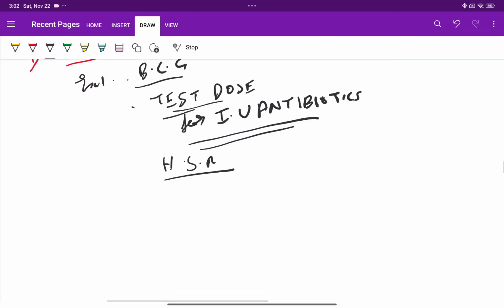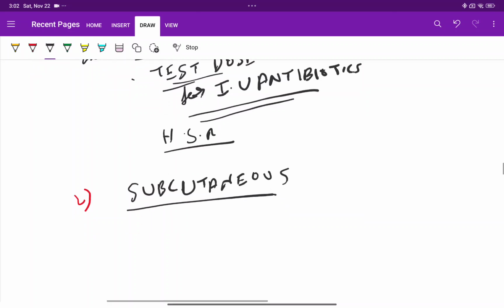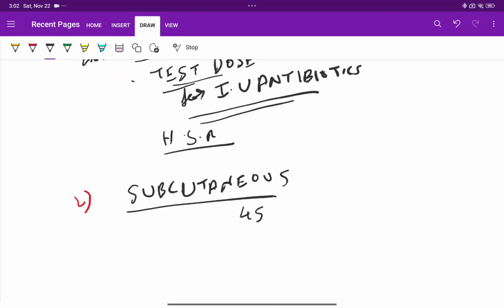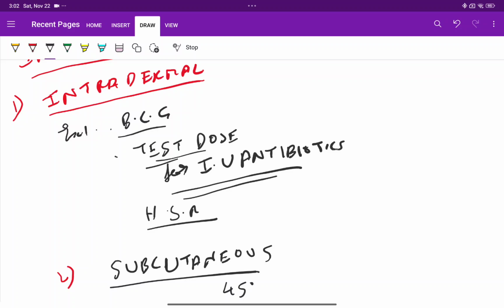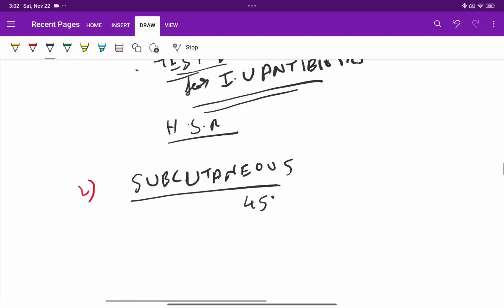Then the second one is intramuscular. But before going to intramuscular, we will read about the subcutaneous route. For the subcutaneous route, we have to go at an angle of 45 degrees. For intradermal, what is the angle? Around 10 to 15 degrees.